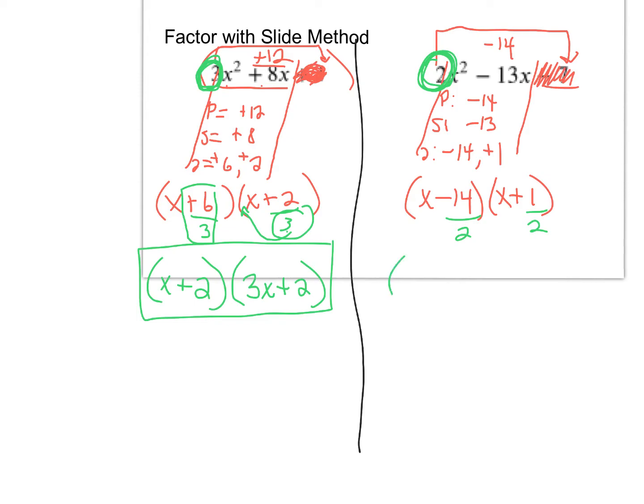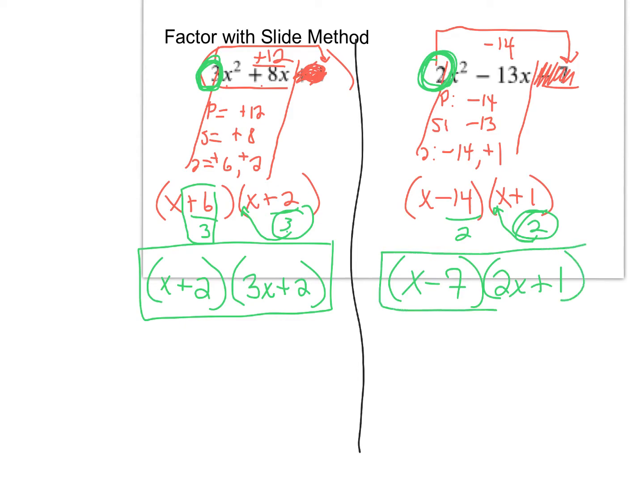Okay, so when I put this together, I can reduce 14 and 2. It's going to be x minus 7. Now 1 over 2 I can't reduce, so I'm going to take the 2 and scooch it in front of the x. So I'm going to have 2x plus 1. And there's that one. Okay, so that's the slide method. And now let's review, if your teacher doesn't like slide method, these same problems done using factor by grouping.